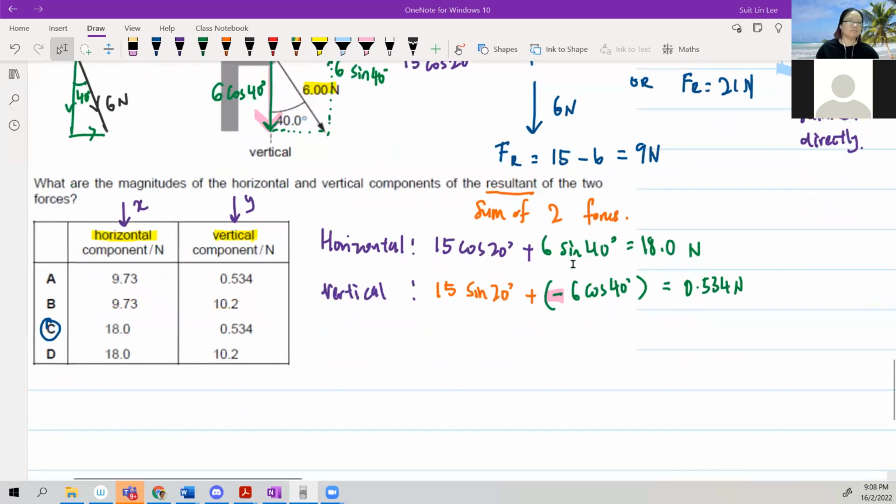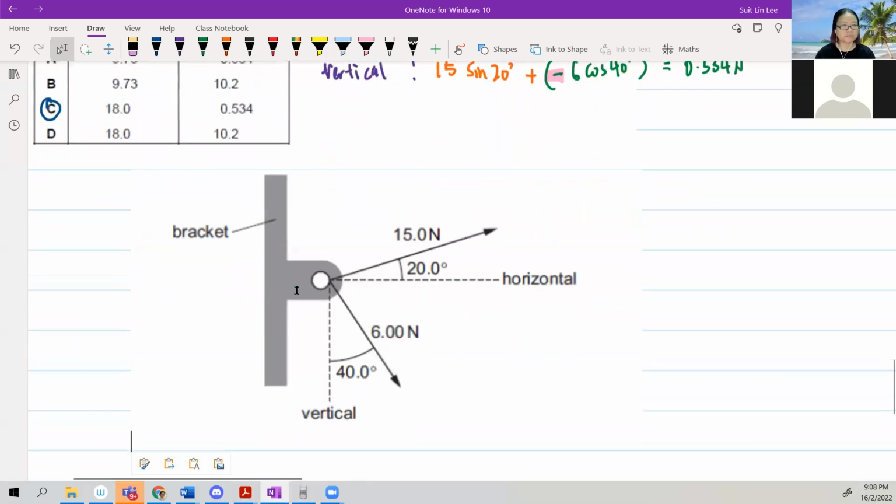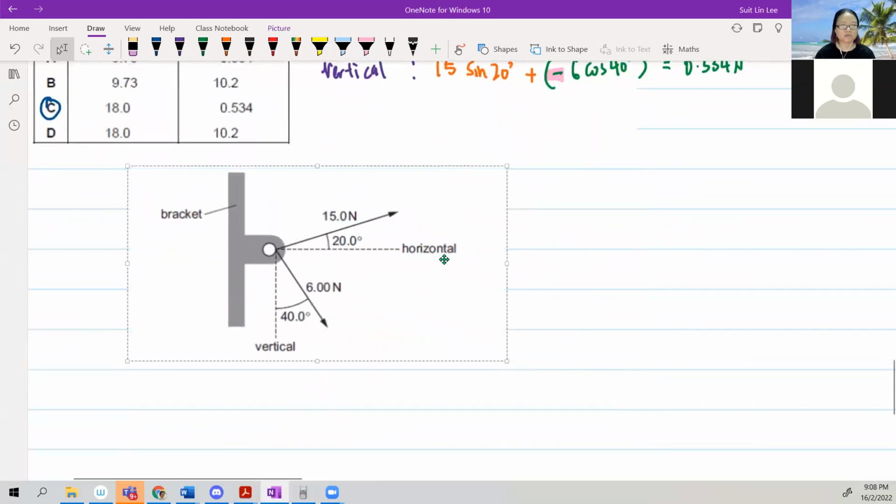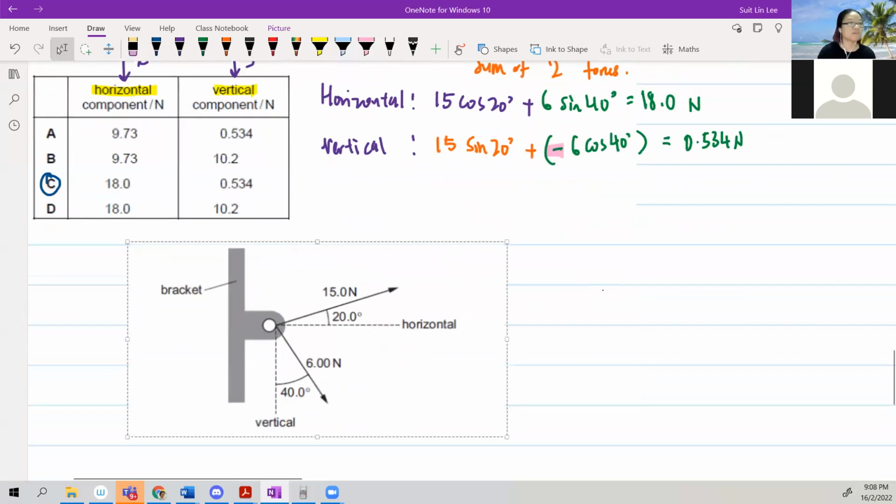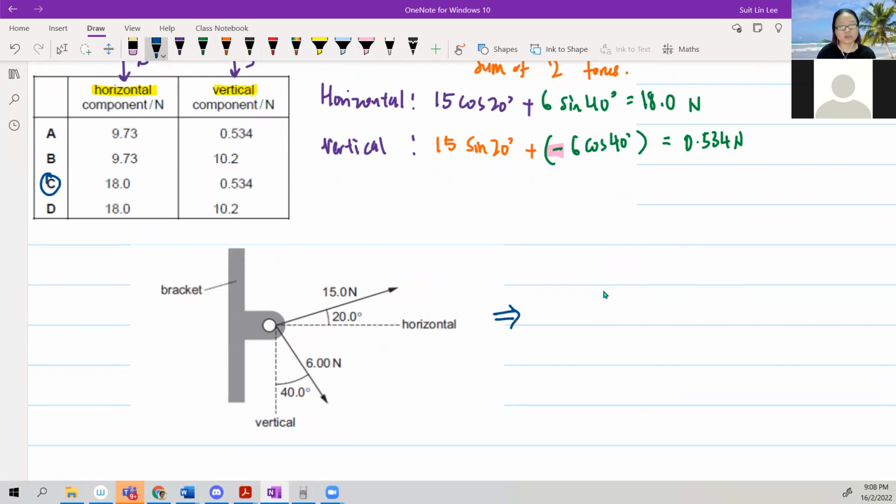And then you might be thinking, okay, well, teacher, what does this mean for the force now? Let me draw the bracket again. This is an extension, not part of the question. This force is now simplified into this part. I have 18 Newton pointing to the right, and I have positive 0.534 Newton, which is a teeny tiny bit. And then 18 Newton is pointing right.